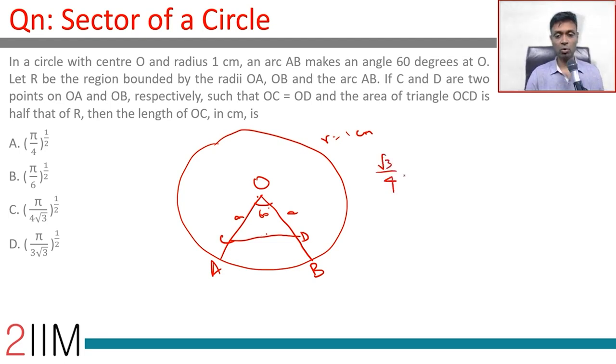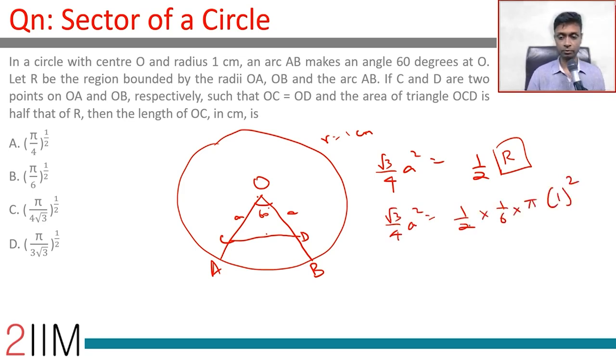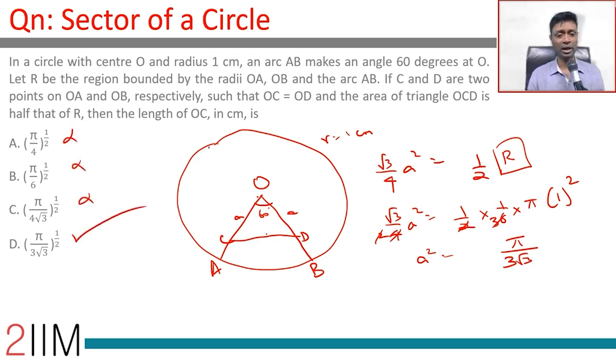So root 3/4 A square is half the area of R. This region R. We need to find A. Root 3/4 A square is half into 1/6 of pi into 1 square. This is 2, this is 3, or A square is pi by 3 root 3, or A is square root of pi by 3 root 3, not this, not this, not this, this one. Wonderful question. So all we need to do is equilateral triangle is root 3 by 4a square, which is half of 1/6 of a circle, and we're done.